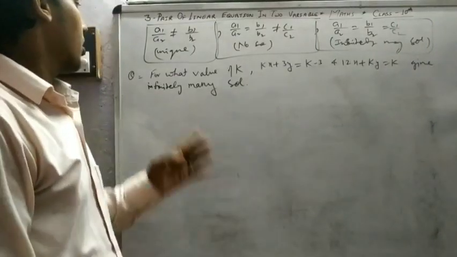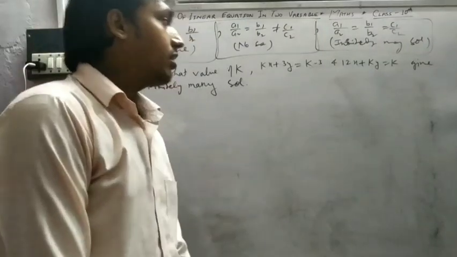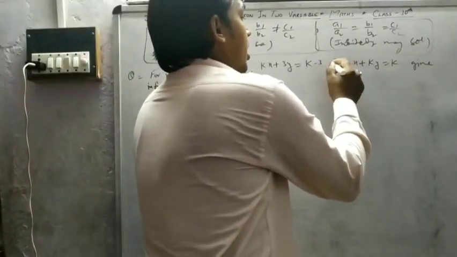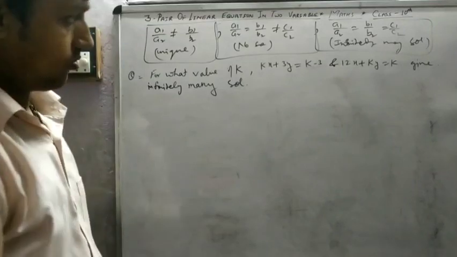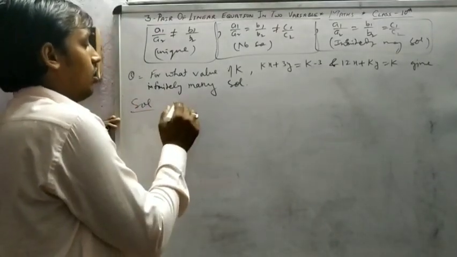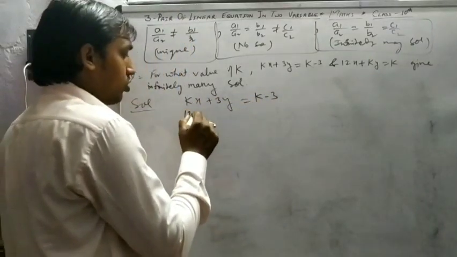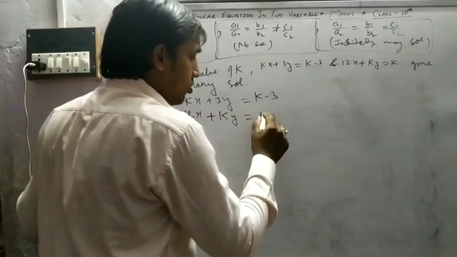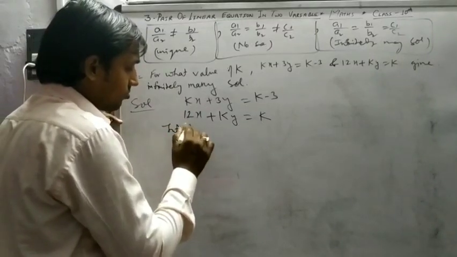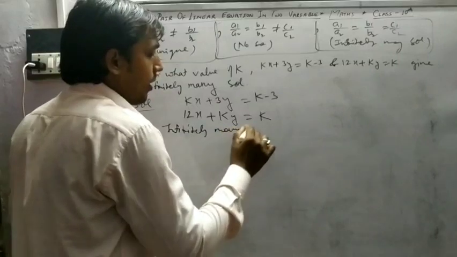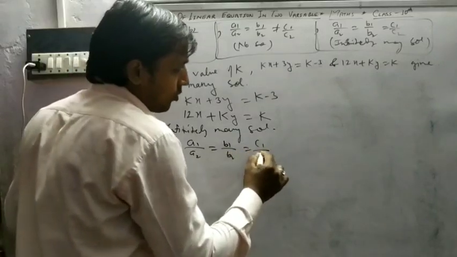Take one more example. For what value of k does kx plus 3y is equal to k minus 3 and 12x plus ky is equal to k give infinitely many solutions? So, equations kx plus 3y is equal to k minus 3, 12x plus ky is equal to k. Infinitely many solutions, that means a1 upon a2 is equal to b1 upon b2 is equal to c1 upon c2.